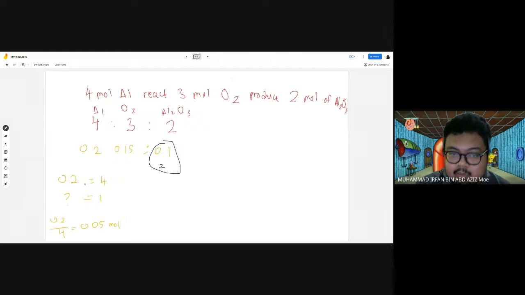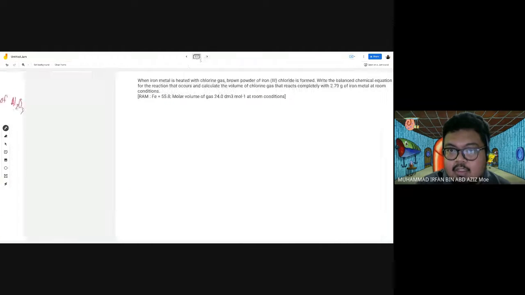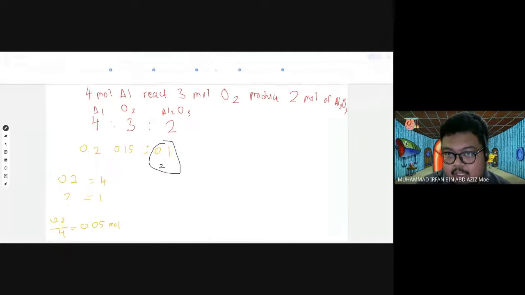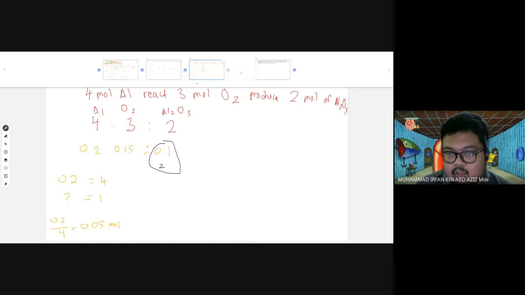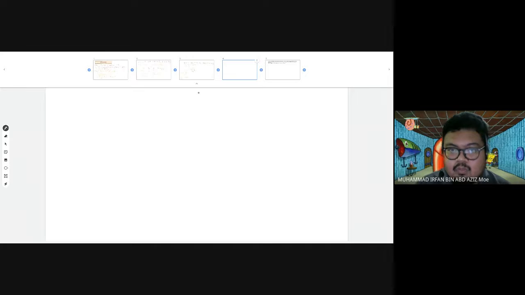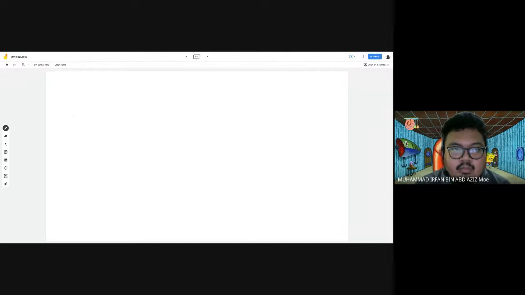Okay, that was step 3, find the ratio. And then step 4, you complete it, calculate the mass. Based on that you can get 0.1 mole of aluminium oxide is produced.